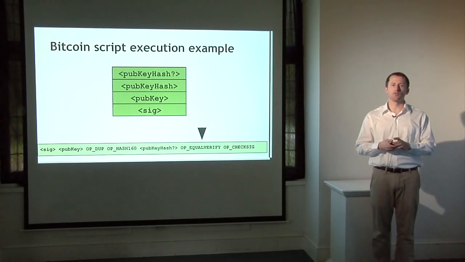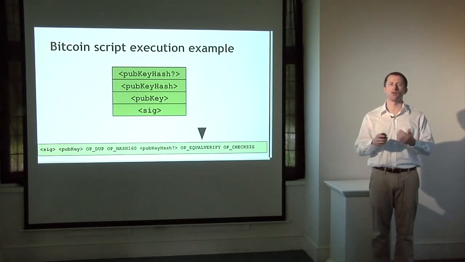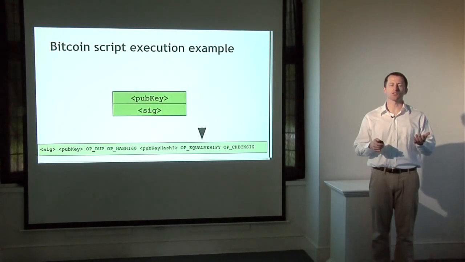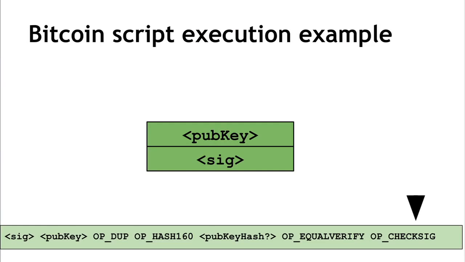And we'll just run this EQUALVERIFY command, which just says, are the 2 values at the top of the stack equal? If they aren't, an error is going to be thrown and the script will stop executing. But we'll assume that they are. We'll assume that the recipient of the coins actually did use the correct public key. That instruction will consume those 2 data items that are at the top of the stack. So now we're left with 2 data items on the stack, a signature and a public key. And we've already checked that the public key was the right public key that was specified by the sender of these coins. And now we want to check that the signature is actually valid.